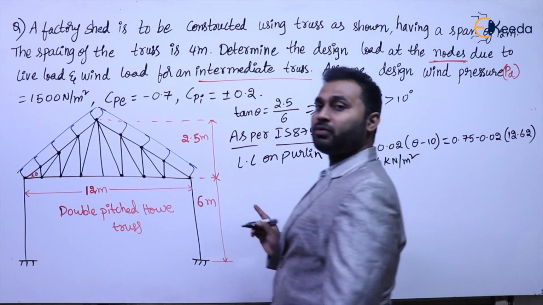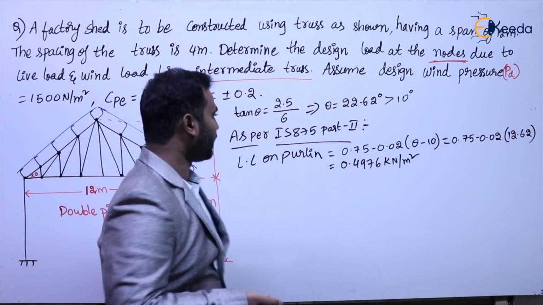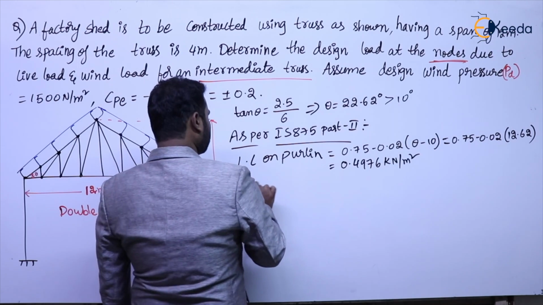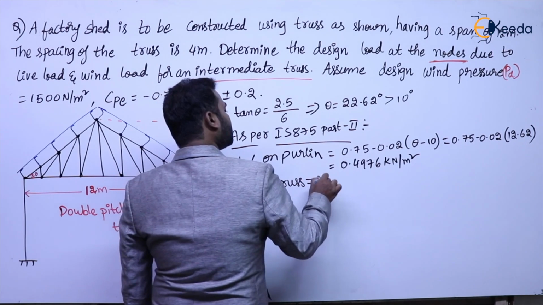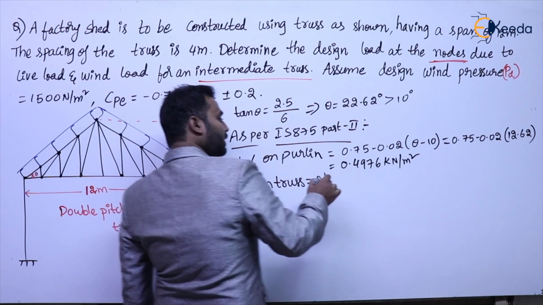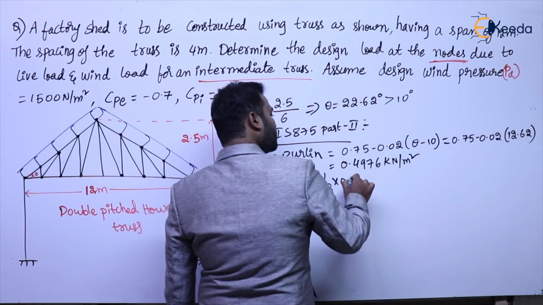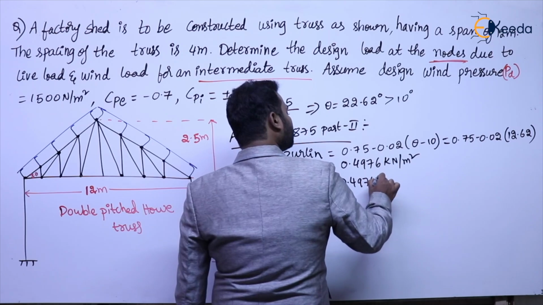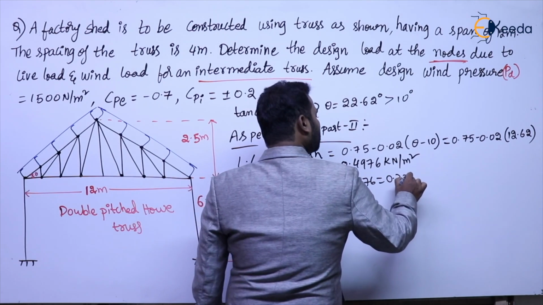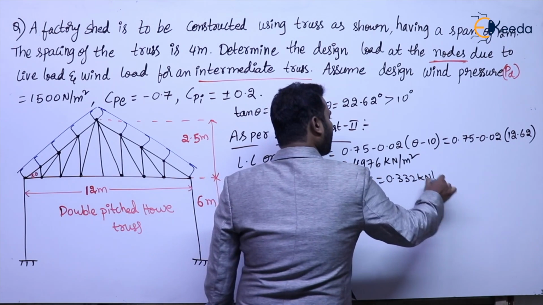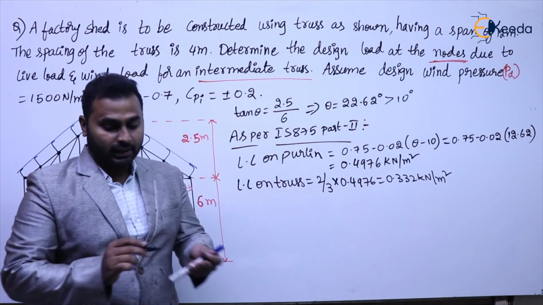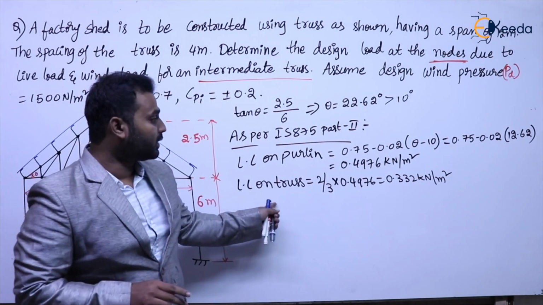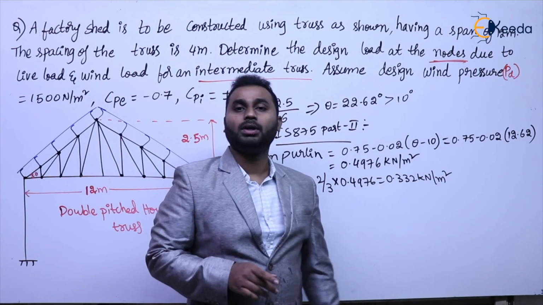Now based on this value, we will calculate the live load on truss. As we know, the live load on truss is 2/3 of the live load on the purlin. It means 2/3 of 0.4976, which comes out to be 0.332 kilonewton per meter. That is the live load on the truss per unit plan area.